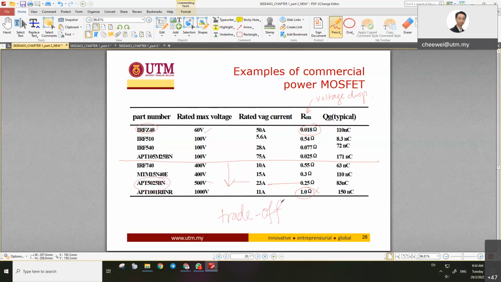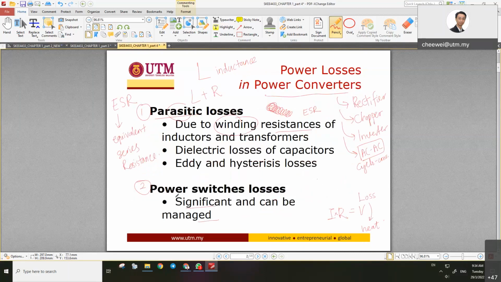You have trade-off considerations. It's not that you want the best, you get the best. No, there are many challenges. Okay, power switches you can manage because you can choose, right? You can survey and choose the better option that you want. It depends on the switch itself.